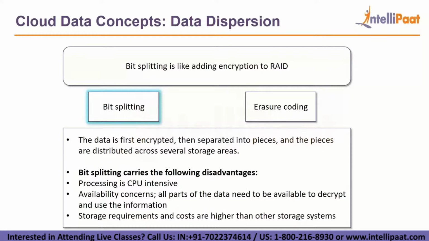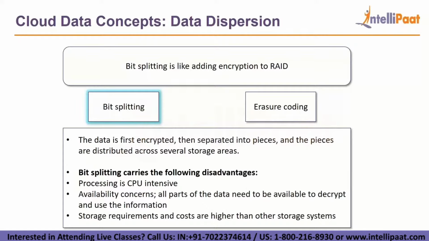Availability concerns are also part of it, in that the data needs to be decrypted before you use the information that is contained inside the data. So you need to be able to understand that all parts of the data are available, so that when you decrypt the data, it is completely decrypted and the entire information is presented in front of you.